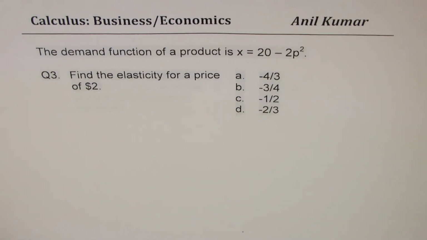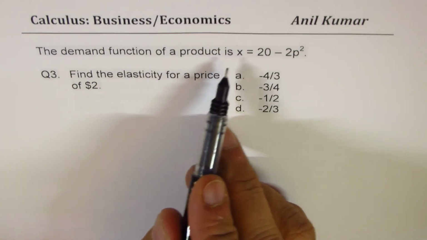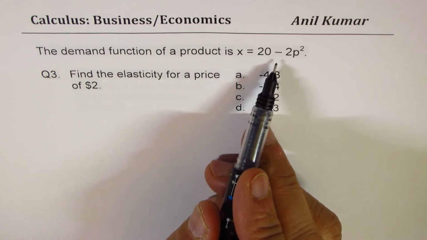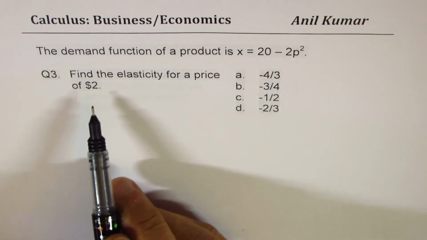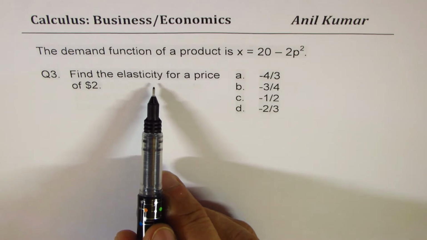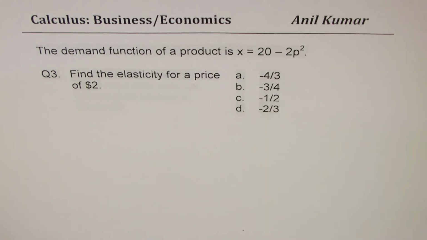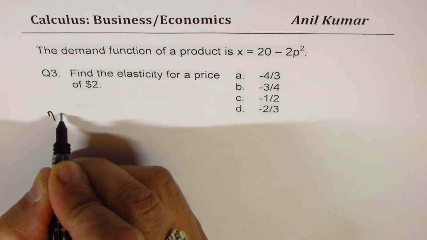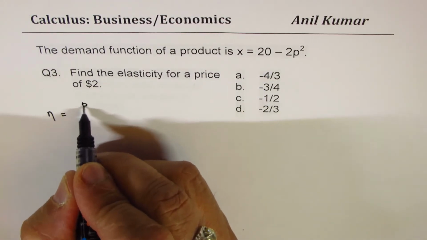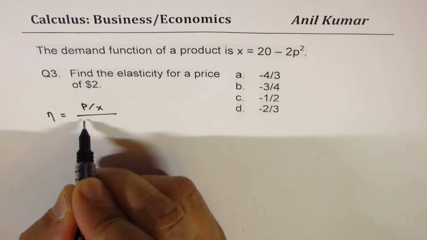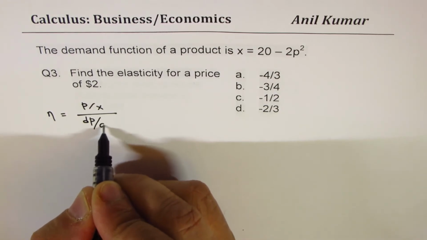Question number 3. The demand function of the product is x equals 20 minus 2p squared, and this time we'll find elasticity for a price of $2. Four options are given to you. Now to find elasticity, we can use the formula eta equals p over x times dx dp, correct?